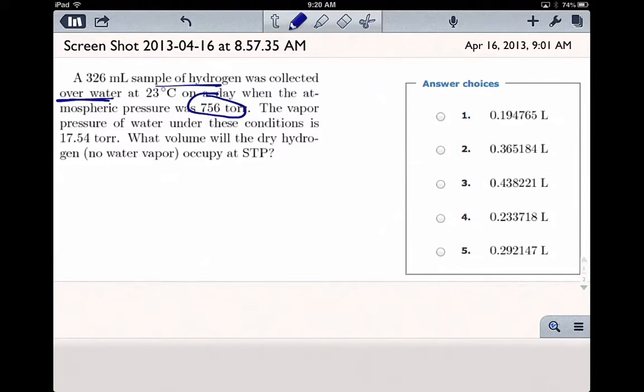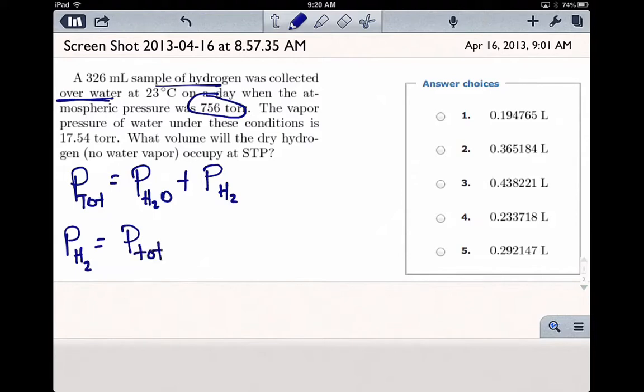So first step is to figure out, well, what is the pressure coming just from the sample of gas? And to do that, we know that the total atmospheric pressure is going to be equal to the sum of the pressure from the water and the pressure from the sample of gas. So you can just simply rearrange this and you end up with the pressure of the gas is going to be equal to the total pressure minus the pressure of the water. Plug your little numbers in.